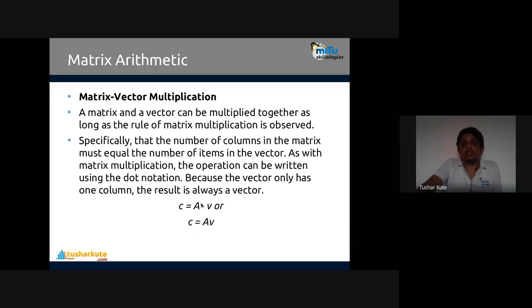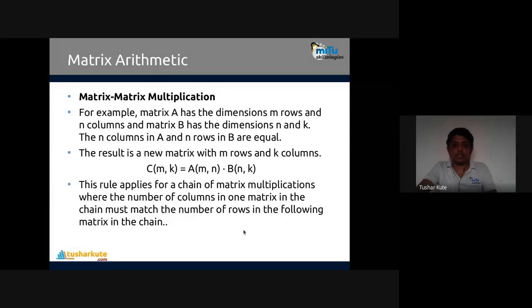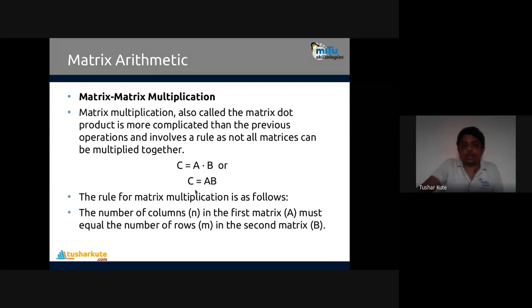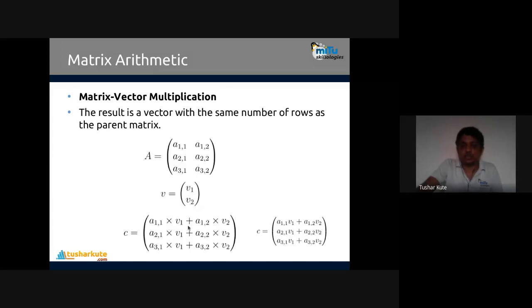So using this, another vector c can be created. Note that here I wrote C in uppercase and here we wrote this c in lowercase. The result is a vector with the same number of rows as the parent matrix. So you can see A is like this and V is like this. A has 3 rows and 2 columns, and the vector has 2 elements, V1 and V2. It does not necessarily have to be a column vector; it can be a row vector also. So don't get confused. Row and column vectors are treated the same here.